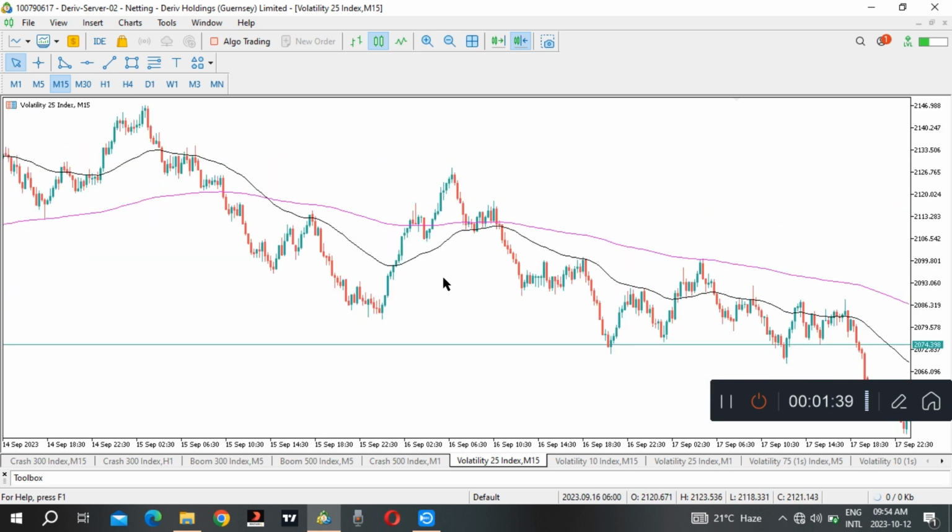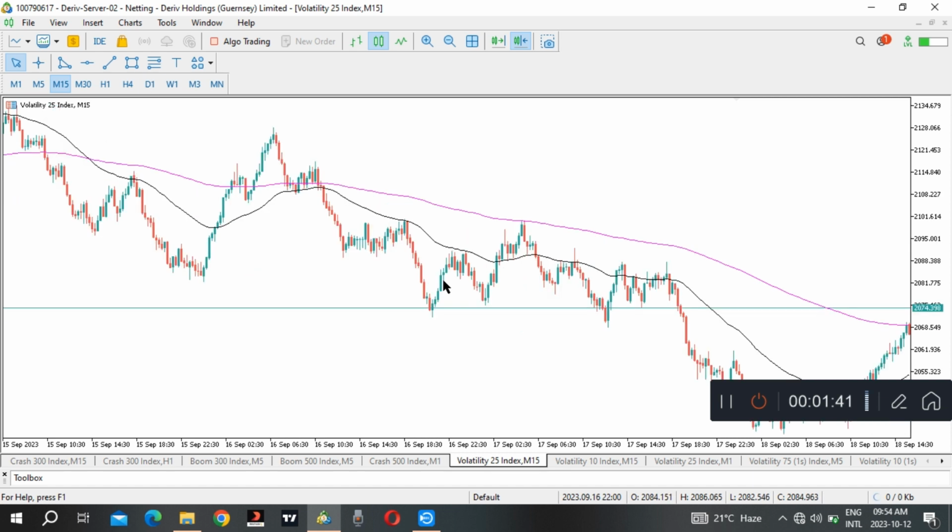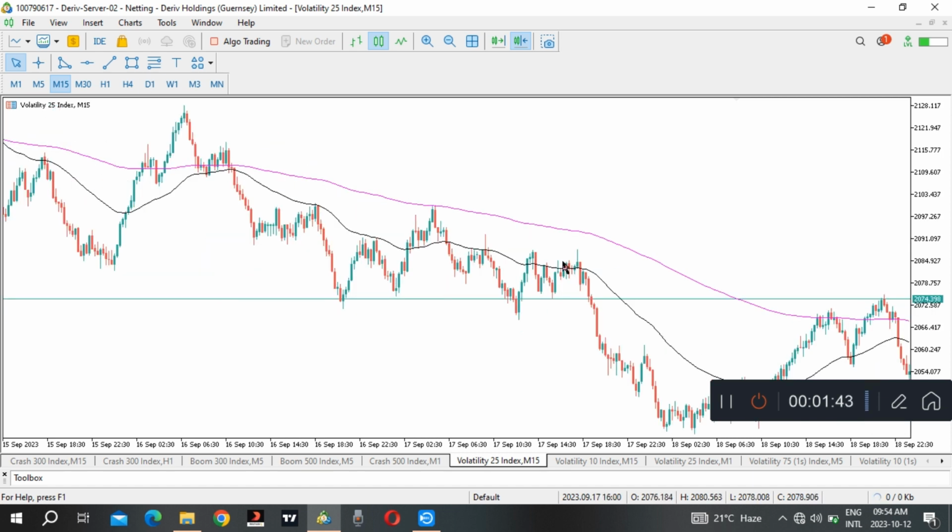So how do I now look for my entries? For my entries, I like looking for flip zones, zone flips, whatever I like to call them, and order blocks. Those are my two entry points. And where those zone flips coincide with the moving average, that's the sweet spot. That's where I enter.